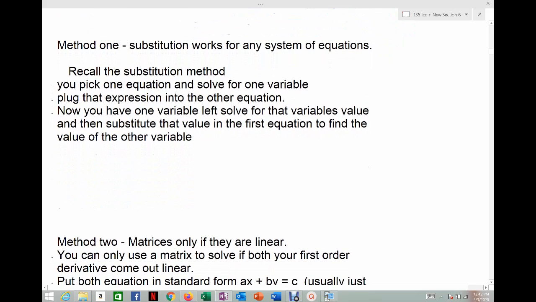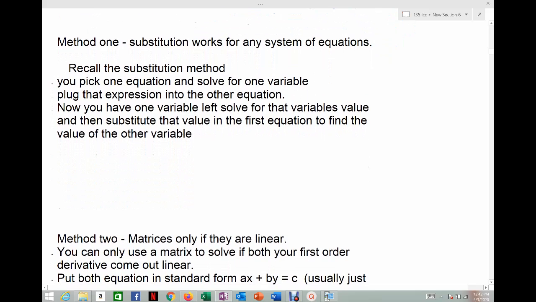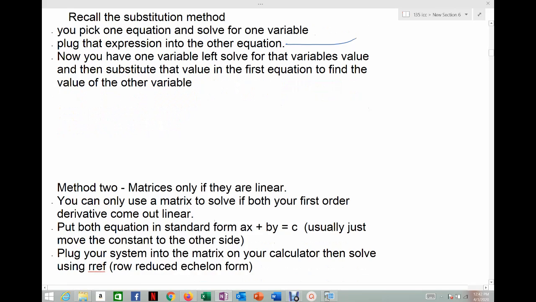The first one is substitution. It will always work. You should recall it from algebra. You pick one equation and solve for one of your variables. So you pick equation 1, solve for x, and plug that expression into the other equation for that x value. Now you should have one equation with one variable that you can solve using whatever method you need. Once you find that, you do have a second substitution. Suppose you solve for y, so y is 10. Well, you plug y back into the original one to find your x value. We'll practice this, and we'll do an example where we do this.